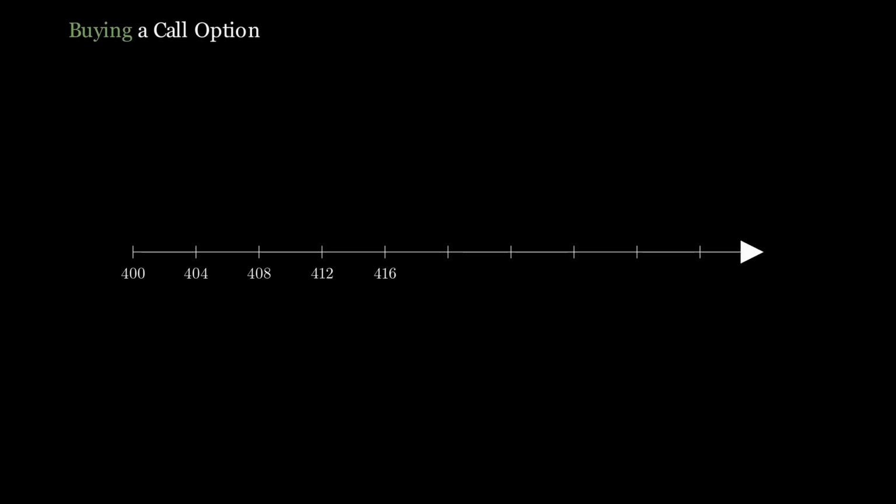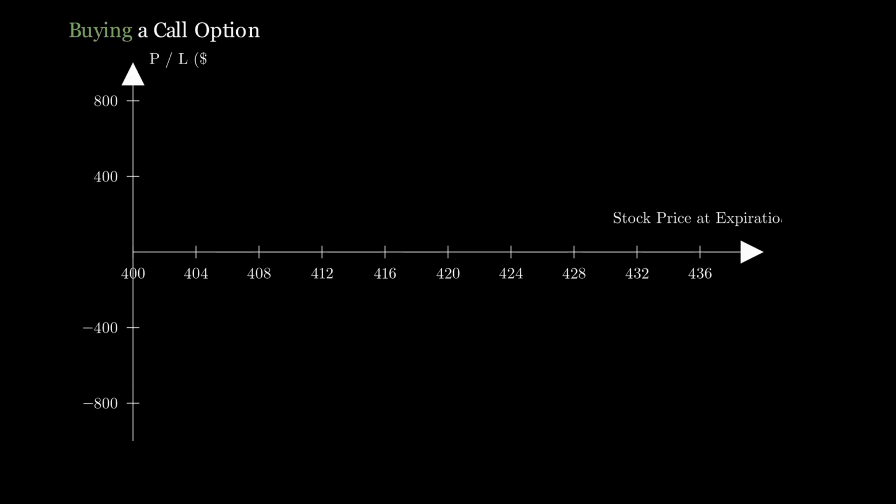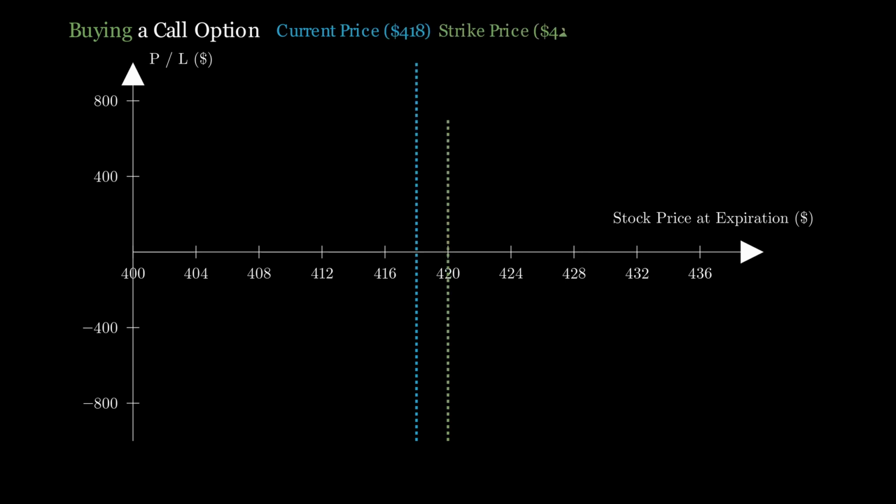At expiration, we're particularly interested in the profit and loss curve as a function of the stock's price. The blue line is the current price and the green line is the strike price, which is the price at which we can choose to exercise the option at expiration. Because we're buying the option, our profit and loss curve looks like this.